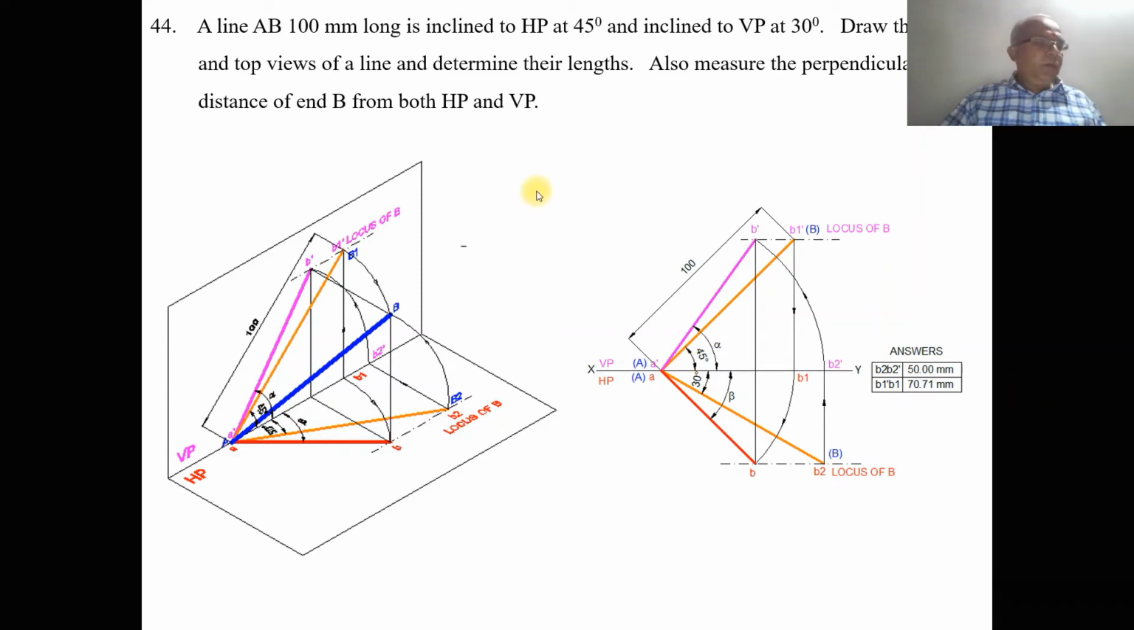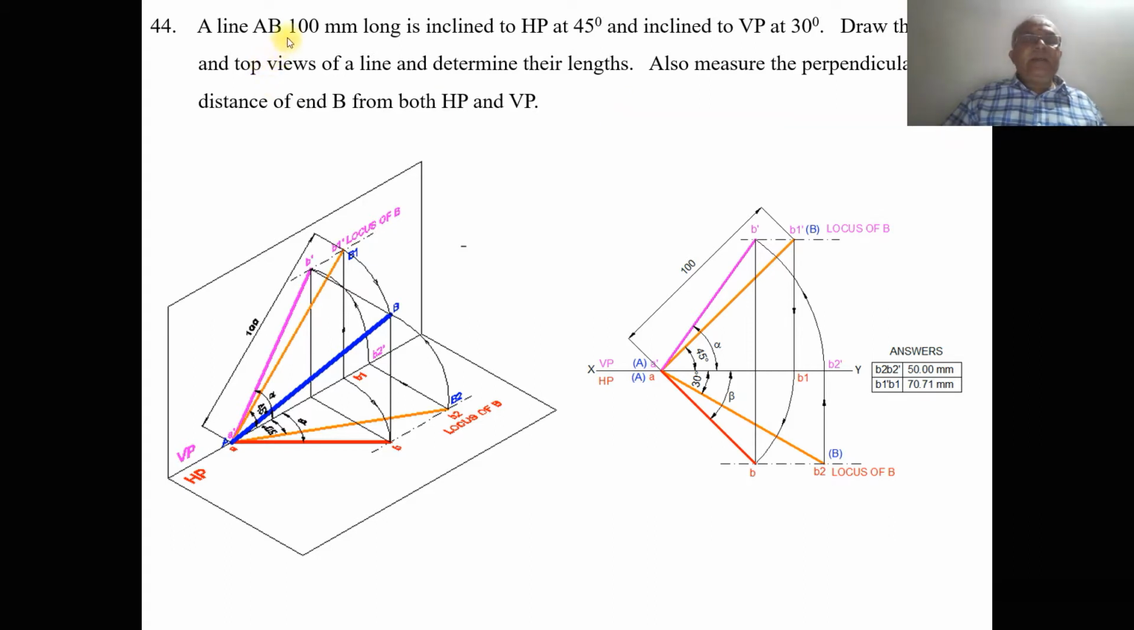In this video, we're going to take up one more problem on projections of lines. A line AB 100 mm long is inclined to HP at 45 degrees and inclined to VP at 30 degrees. Draw the front and top views of the line and determine their lengths. Also, measure the perpendicular distance of end B from both HP and VP.